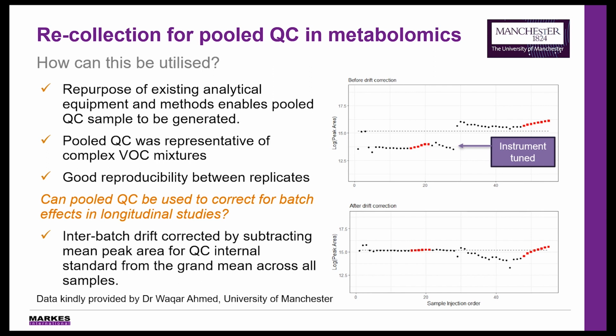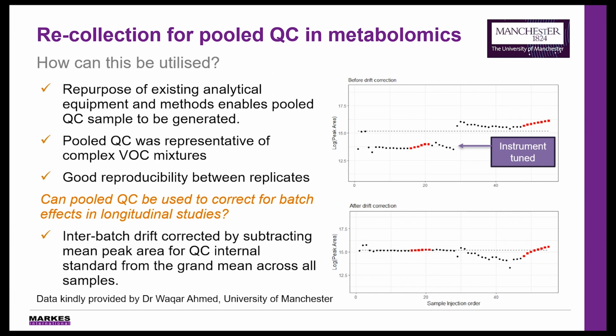Using the pooled QC, the drift in response can be corrected by subtracting the mean peak area of the QC from the grand mean across all samples. This is a great demonstration of how this can be used across longer-term studies, such as clinical trials, by using actual biological samples with representative profiles to perform batch correction in a field as complex as metabolomics.